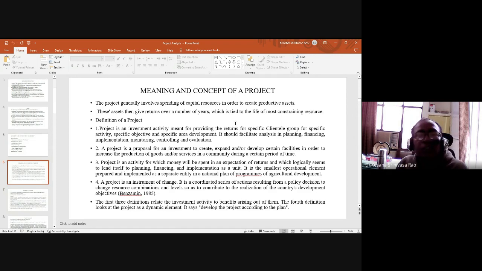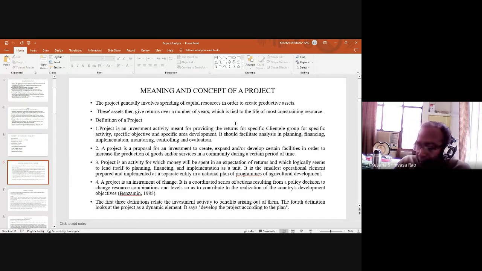The project generally involves spending of capital resources in order to create productive assets. As I have already told you, any project which we are dealing with, or want to complete, will create some type of productive assets, and we are going to get some type of benefit out of it, some type of income, while doing some type of project. These assets then give returns over a number of years.